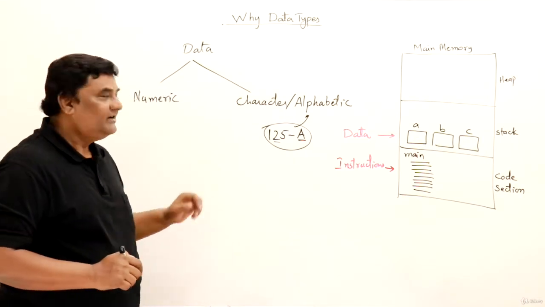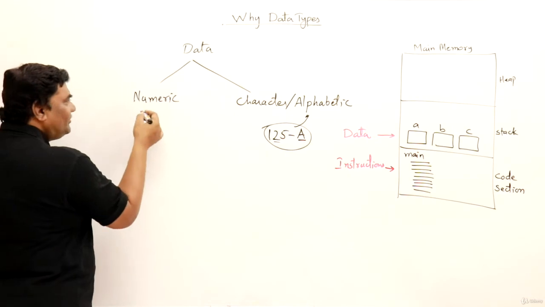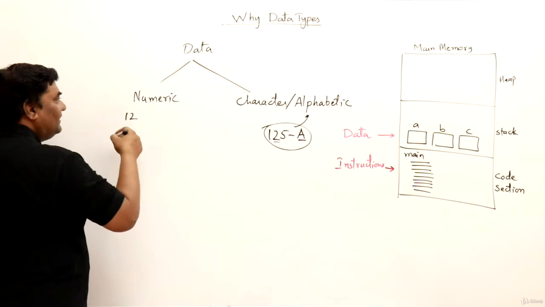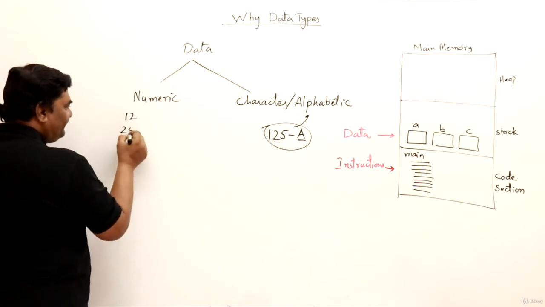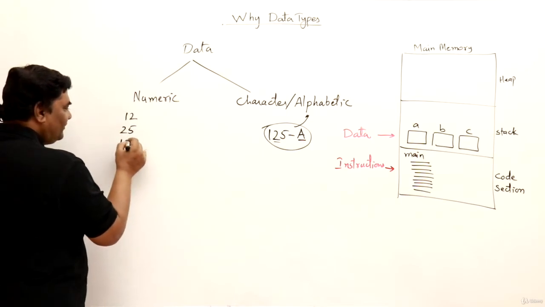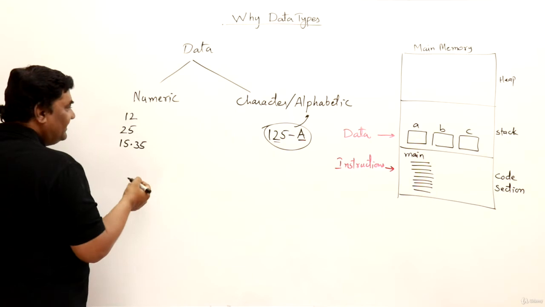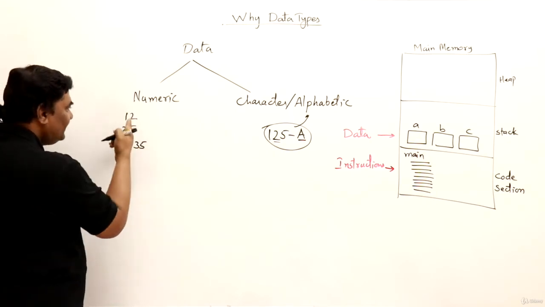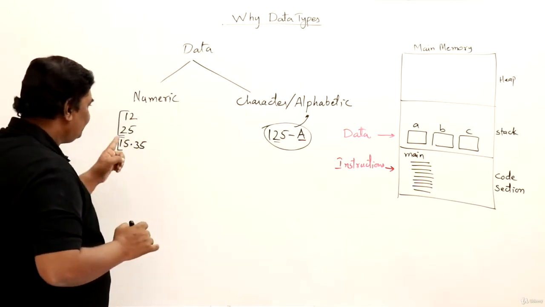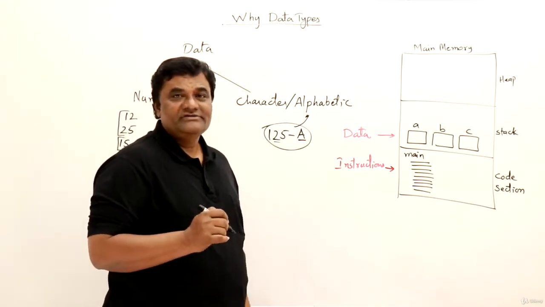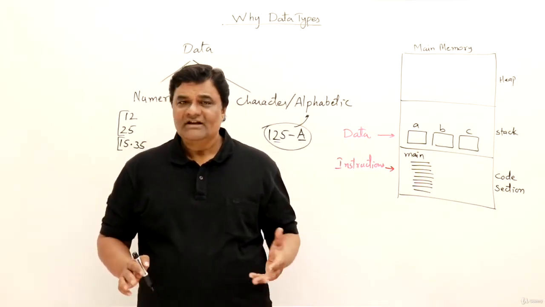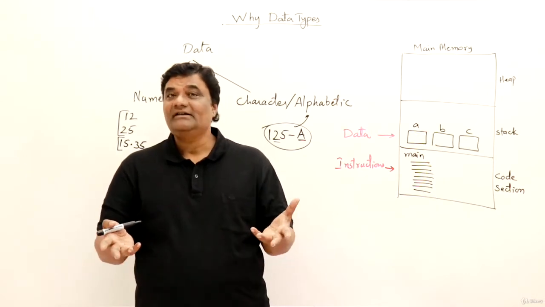So let us pick up numeric. If I have a number, that is the price of some item, let us say it is $12, or the roll number of a student, that is 25, or the bill amount is $15.35. If you observe, this one does not have a decimal and this one has a decimal. So I can say that in daily life we use two types of numbers, one with decimal and one without decimal. We don't usually differentiate them. We say it's a number only.